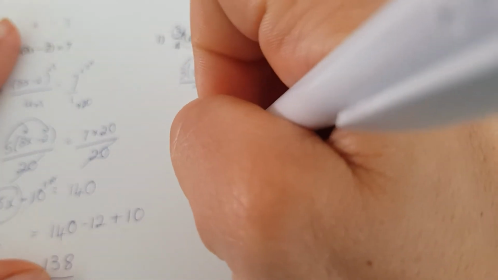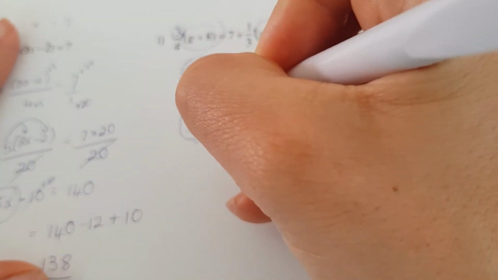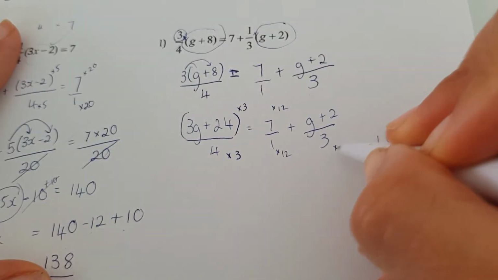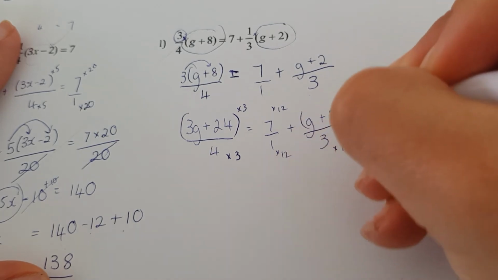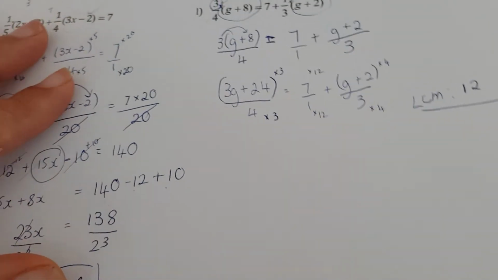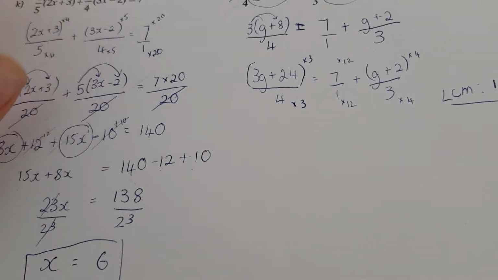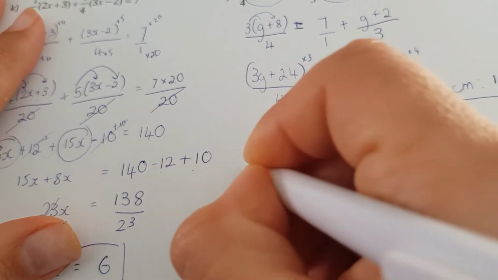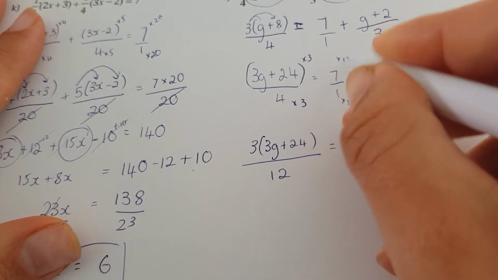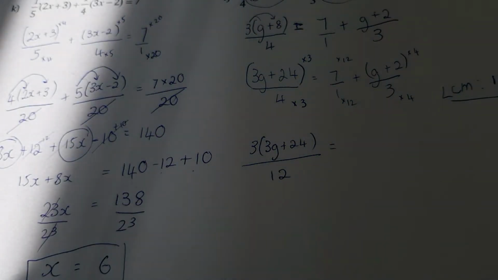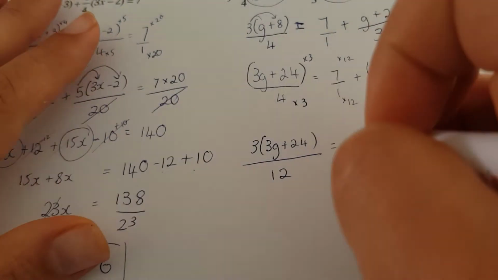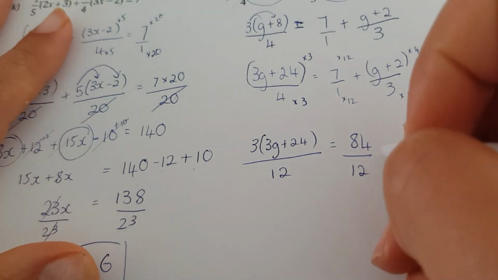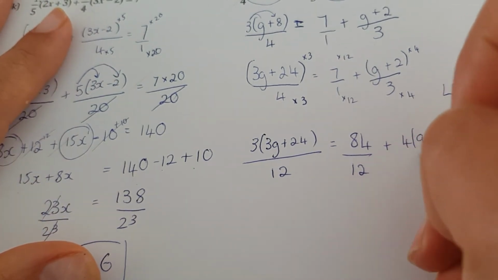So 4 to become 12 should be multiplied by 3. Similarly, this to become 12 should be multiplied by 12, similarly here, and this to become 12 should be multiplied by 4, and similarly here. What you do to the denominator should be done to the numerator to keep it balanced. Now I have 3 times 3g plus 24, 7 times 12, which is, let me confirm, 84 on 12. When I have large numbers, I always prefer to confirm with a calculator to be safe.